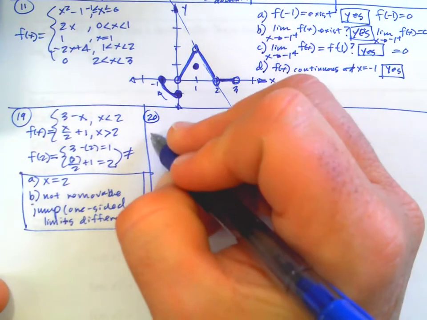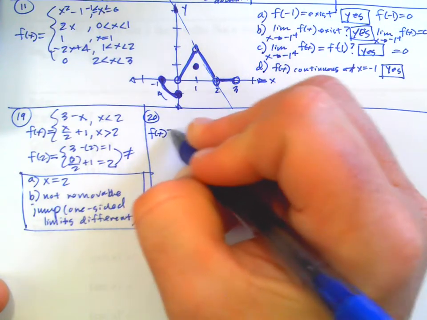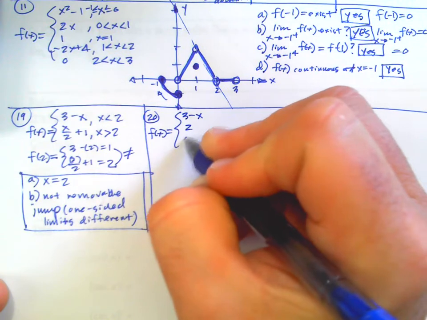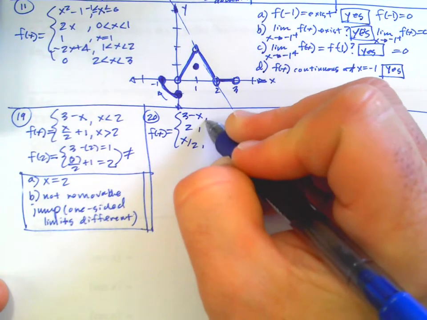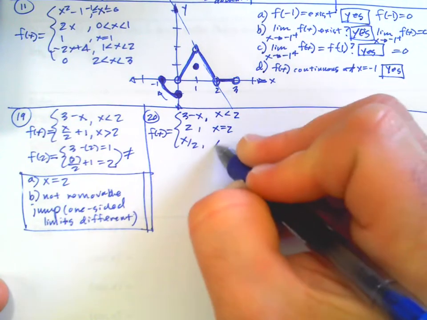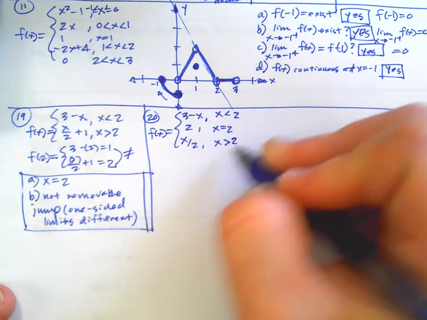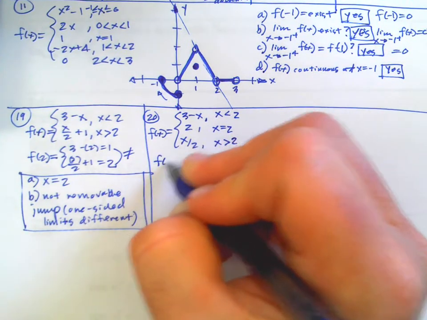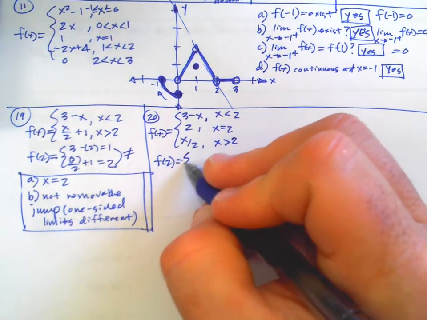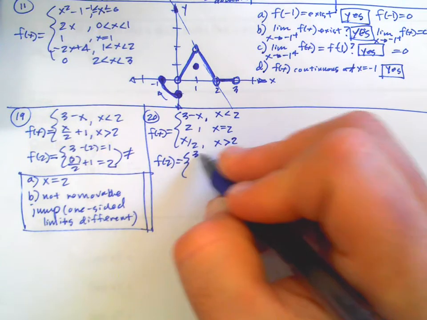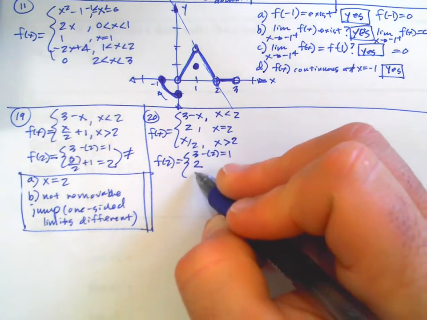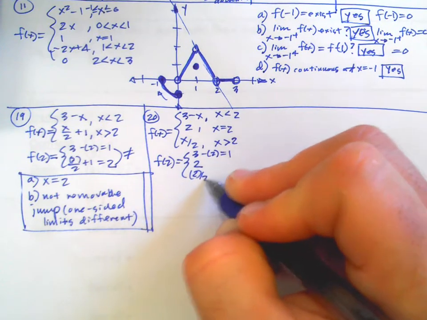20, piecewise function. 3 minus x, 2, x over 2. x is less than 2, x is equal to 2, x is greater than 2. So what's happening is we approach 2 from both sides. And so we get 3 minus 2 is 1, and then it's 2, and then it's 2 divided by 2, which is 1.